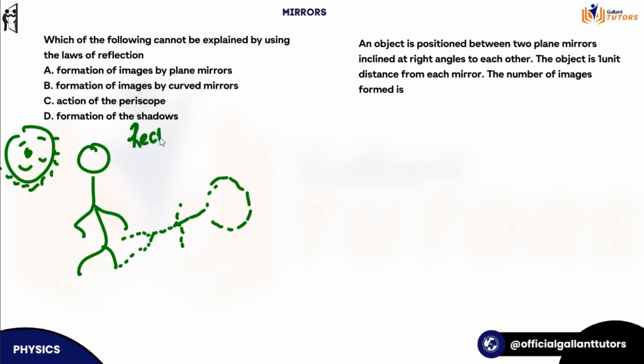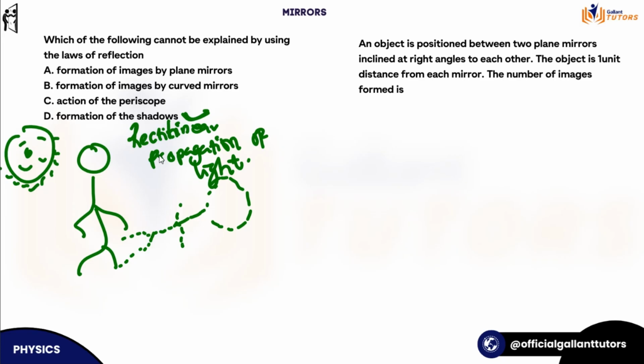Rectilinear propagation of light. So please take note of this. An object is positioned between. So that's the answer for that, right? This is the answer, option D. Option D is correct.